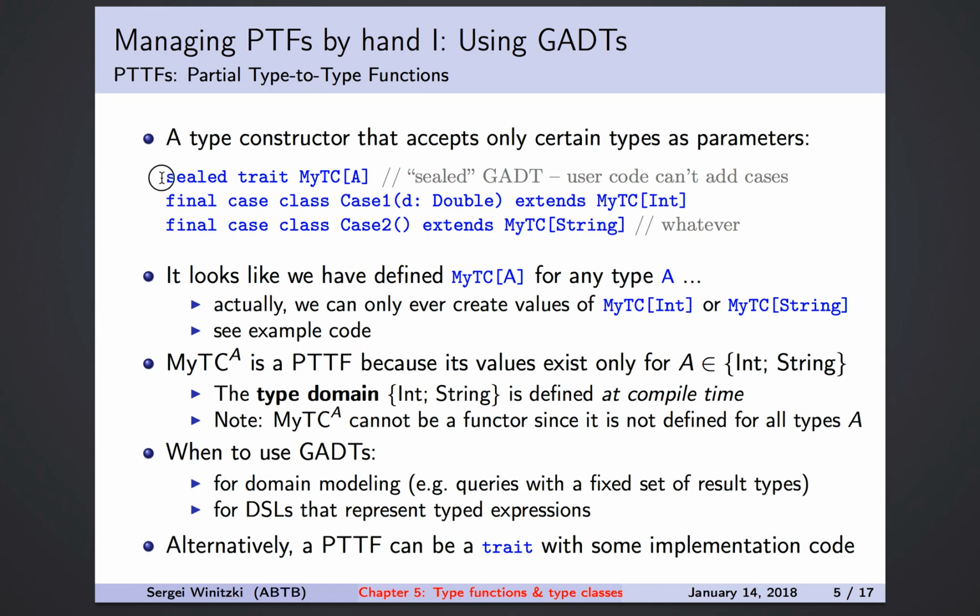Consider this data type. This is a disjunction. The disjunction is parameterized by a type parameter A. It has two cases. One case gives you a myType constructor of int, and the other case gives you a myType constructor of string. Well, this is just an artificial example, but this could occur in some applications.